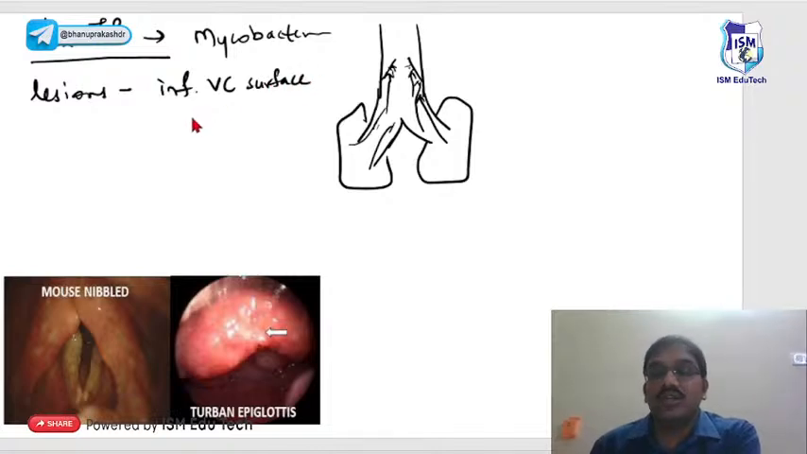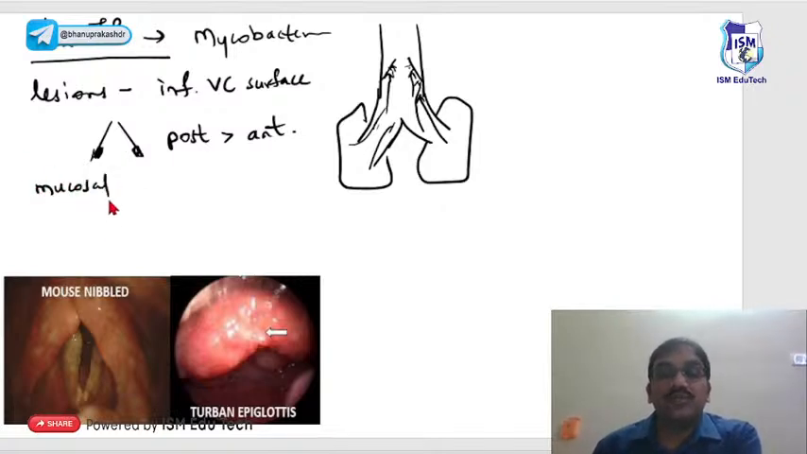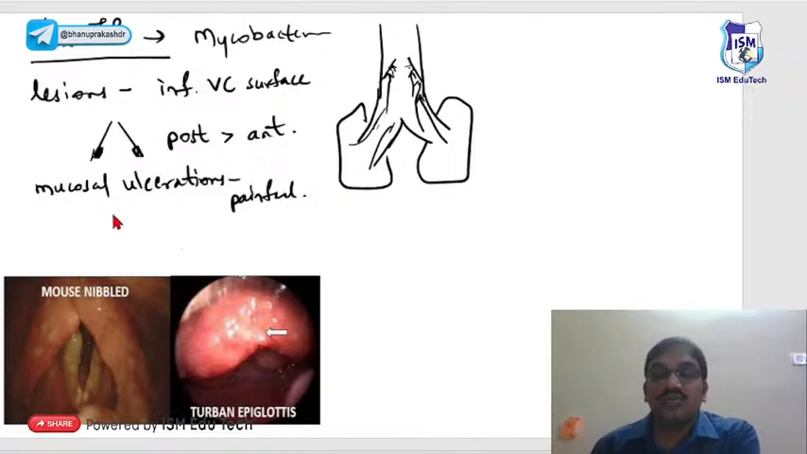Most commonly, the posterior glottis is wide, so the posterior glottis will be more commonly involved compared to the anterior. There will be mucosal ulcerations. You can see the ulcerated form of the entire vocal fold, with mucosal ulcerations which are painful. Here it is a painful condition, not painless, painful.